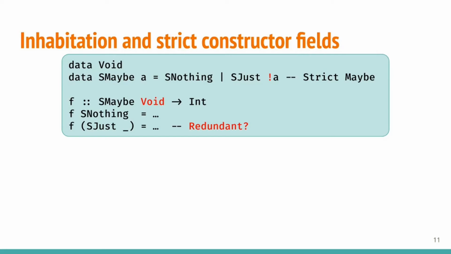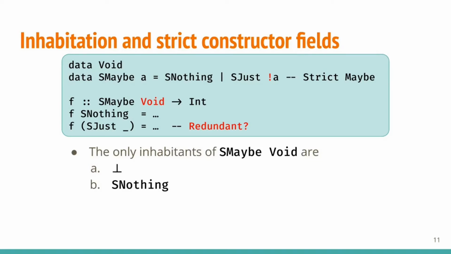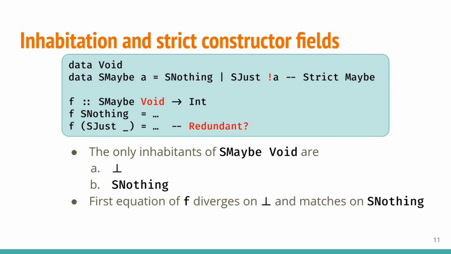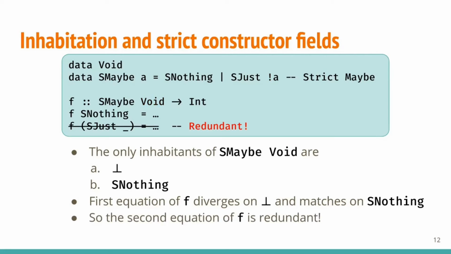We can answer this systematically by enumerating the inhabitants of smaybe void and see which equations of f match them. The only 2 inhabitants are bottom and snothing. Sjust of bottom is not an inhabitant because of the strict field. The first equation of f diverges on bottom and matches on nothing. So yes, redundant. There is no value possibly reaching the second equation.